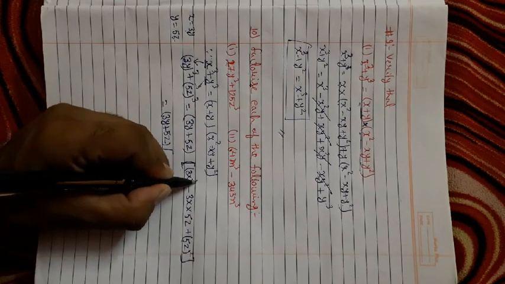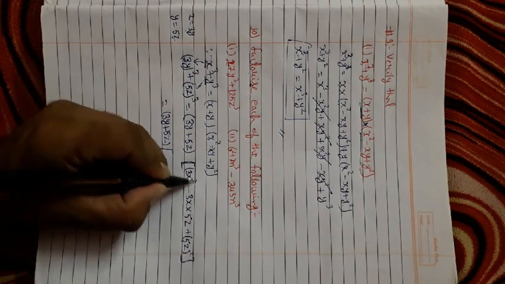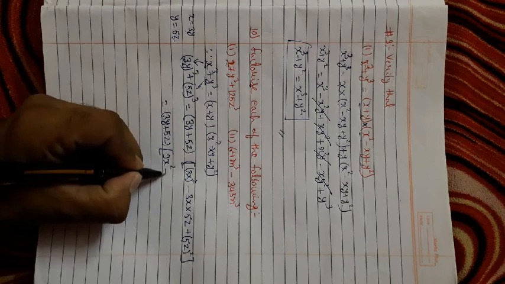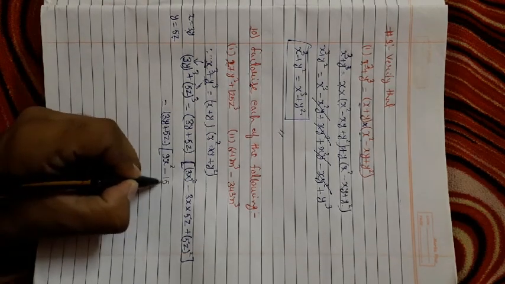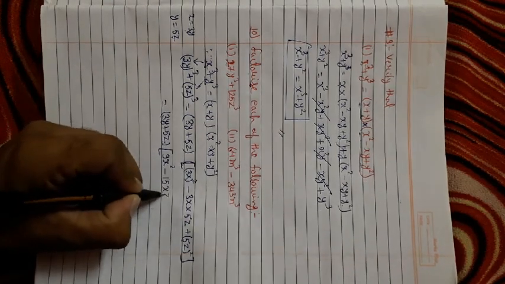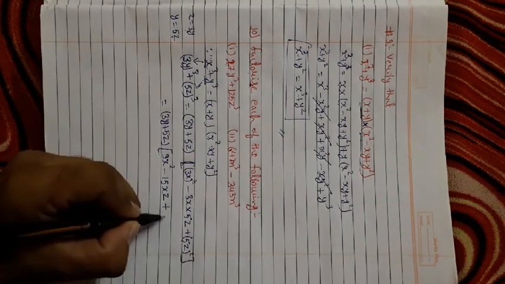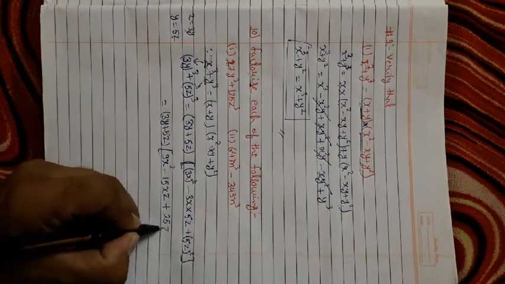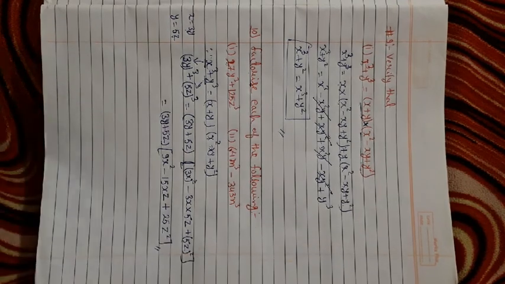Here 3x square, when we solve it we'll get what? 3 square becomes 9 and x square, 9x square, minus 3 5s are 15 and xz will be written together, and finally we have 5 squared, 25 and what? z square. So this is our answer.